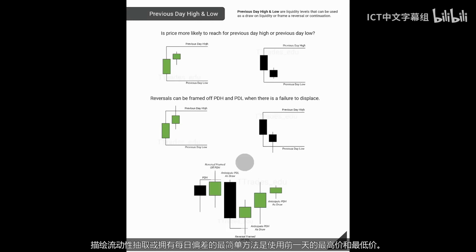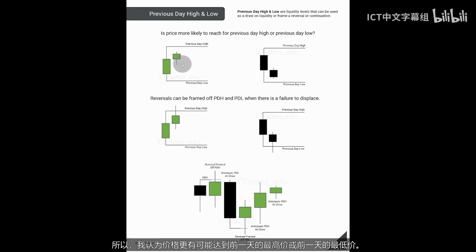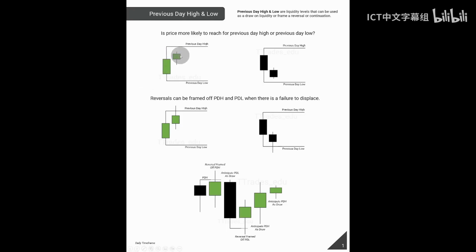The easiest way to frame a draw on liquidity or have daily bias is using previous day high and low. So for example, up here, unless price is going to consolidate and not take out the low or the high of the previous day, we are going to have it either take previous day high, previous day low, or both of these. So the way I look at it is, is price more likely to take previous day high or previous day low? In this case, I would expect price to be reaching for previous day high as we are trending upwards. So that would be my draw on liquidity.